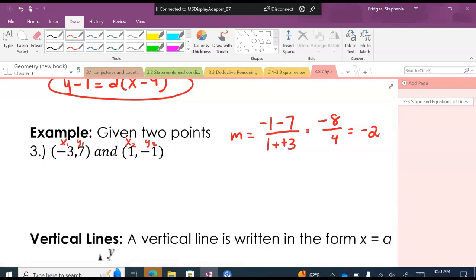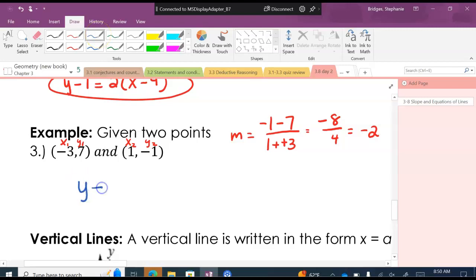Now that I have my slope, I can write an equation. I have 2 points and a slope. So am I going to use slope intercept or point slope? Point slope. You can technically write 2 different equations here, but I'm going to go with what I already have labeled as X1 and Y1. So here we go. Point slope looks like this.